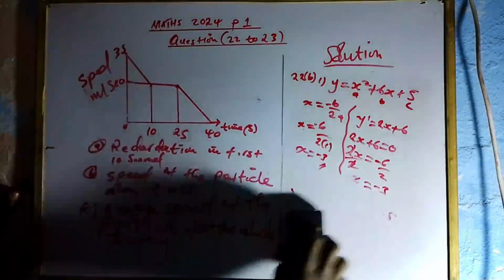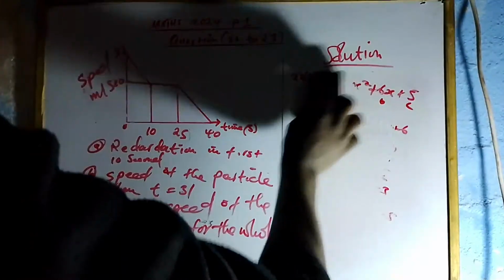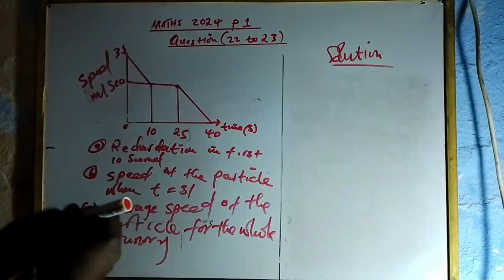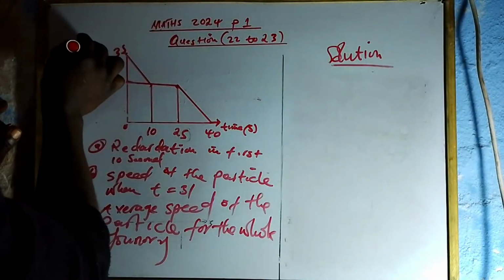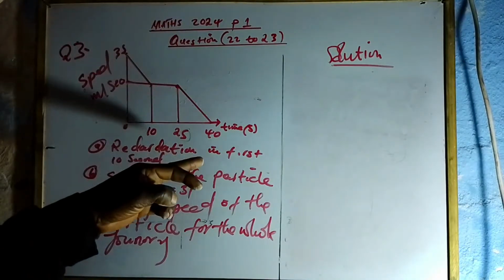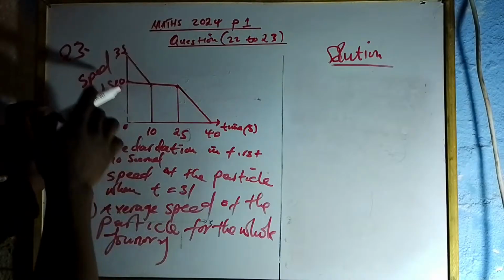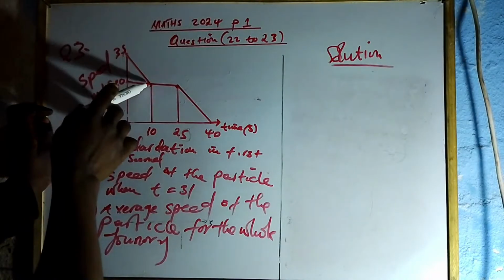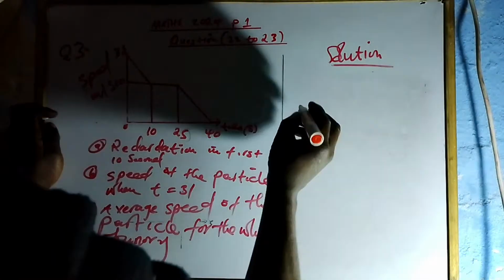So now this is question 23, the last question for 2024 paper 1. So we are told to calculate the retardation in the first 10 seconds. The retardation in the first 10, this is the retardation we are talking about.